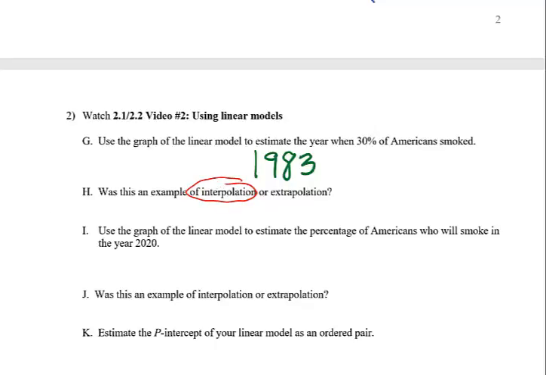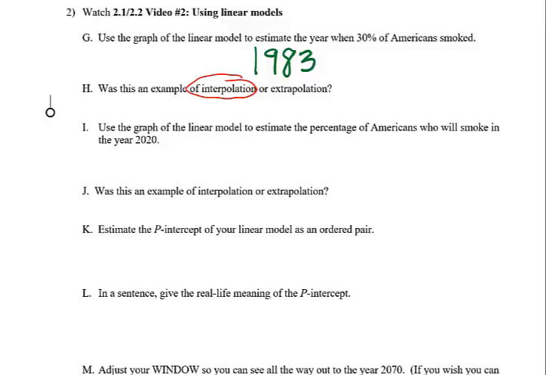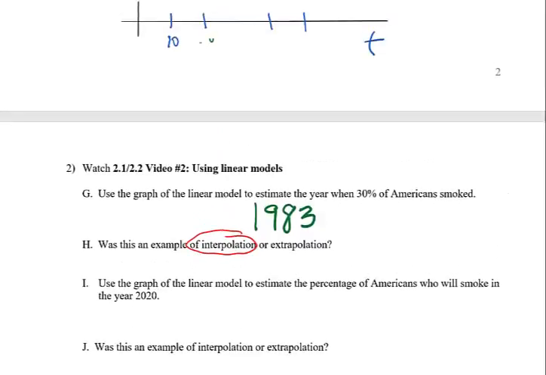Let's go down now to letter I. Letter I says, go back to the gray line, go back to the linear model, and estimate what percentage of Americans we think will smoke in the year 2020. Now the first thing I'm going to have to do, of course, I can't find the year 2020 on my graph, I have to convert that to a T. T means number of years since 1970. Well, if you subtract 2020 minus 1970, you get T equals 50. So the T that we're talking about is T equals 50.